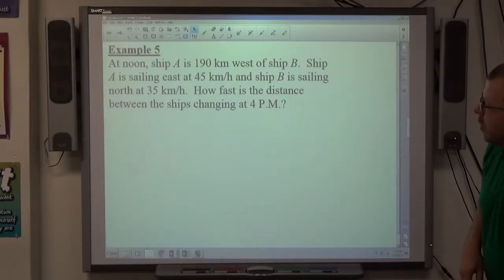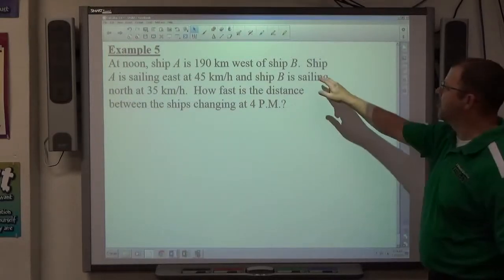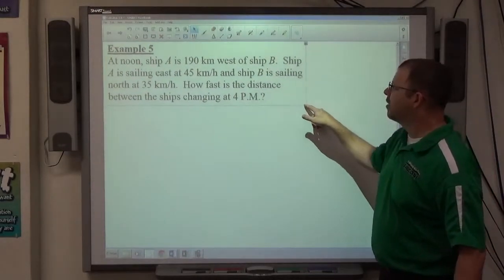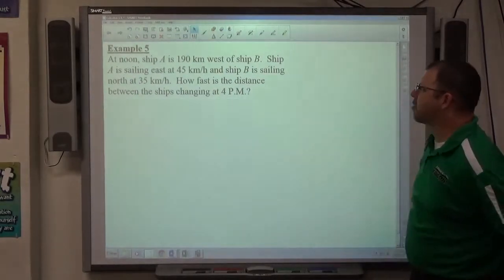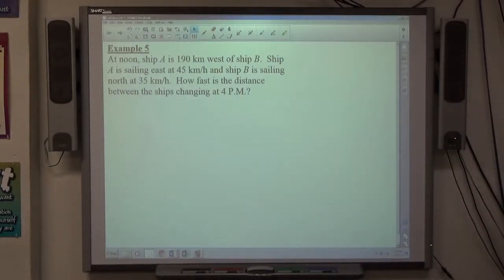Okay, example 5. At noon, ship A is 190 kilometers west of ship B. Ship A is sailing east at 45 kilometers per hour. Ship B is sailing north at 35 kilometers per hour. How fast is the distance between the ships changing at 4 p.m.?